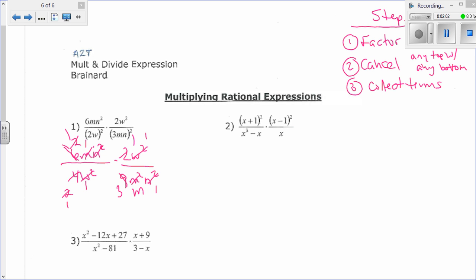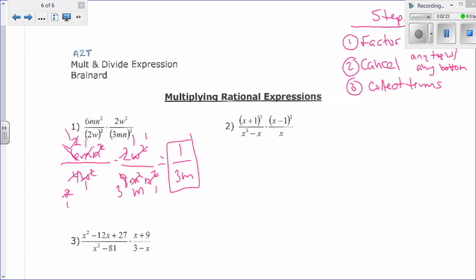So when I collect my terms all across the top, everything canceled out, so I just have 1s across the top when I multiply, so I have 1 over. On the bottom, I have 1s and 3m's. So when I multiply, I have 3m. So 1 over 3m.